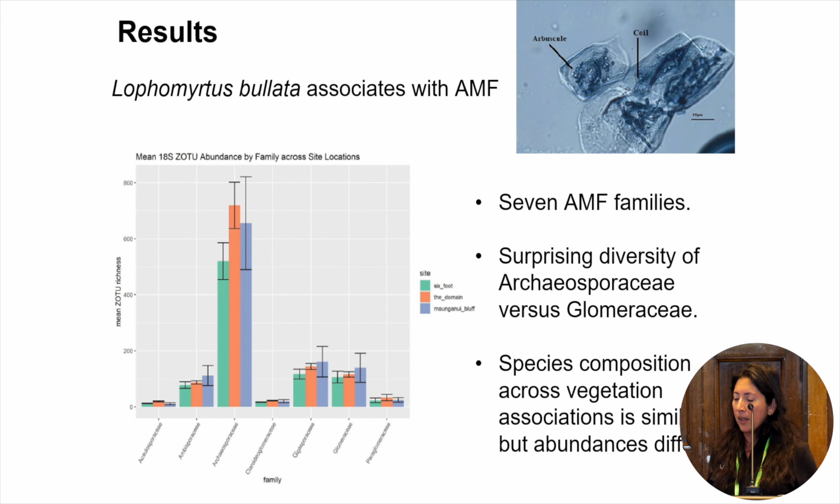And then the other thing that he found was that the species composition of the vegetation was very similar, but the abundances of the fungi changed, but the species composition was the same. Even though the trees and the plants were the same, you still had this diversity of fungi.